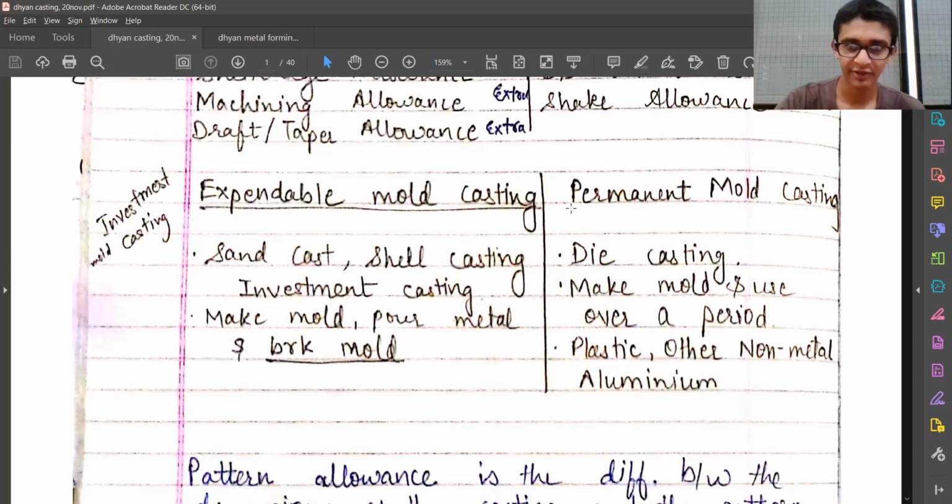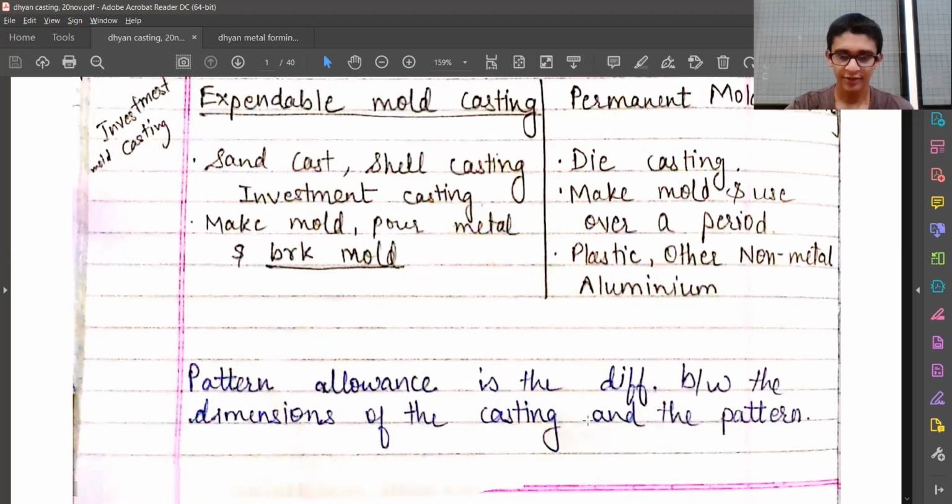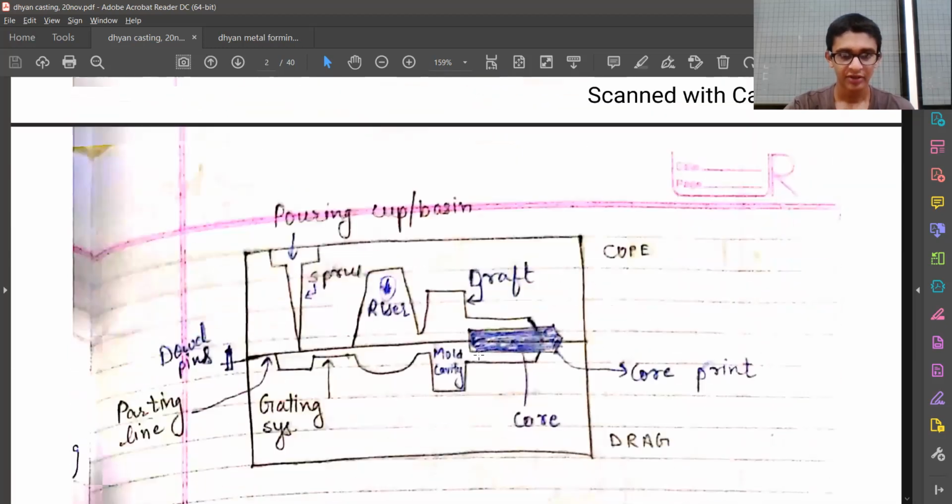In the opposite case, permanent mold casting, an example is die casting. Here, we make a mold and use it over a period, so the same mold is used to make the same product multiple times. Since we use the same mold, the products we can make are usually of plastic, non-metals or aluminum. And pattern allowance is the difference between the dimensions of the casting and the pattern. That's all we have.